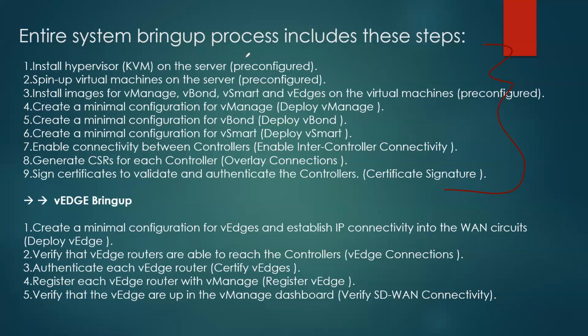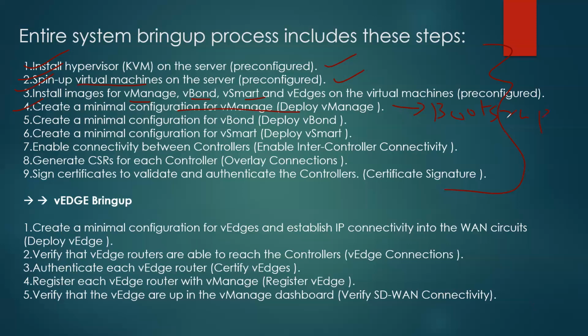Okay, great. So you can see that you need some sort of compute, you need KVM, ESXi, etc. Then you have to go and spin up the virtual machine, right? Then install the image for vManage, vBond, vSmart. We are going to perform these tasks, so don't worry. I am going to show you step number 1, 2, and 3. Then create the minimum configuration for vManage. See, this minimum configuration is nothing but the bootstrap configuration.